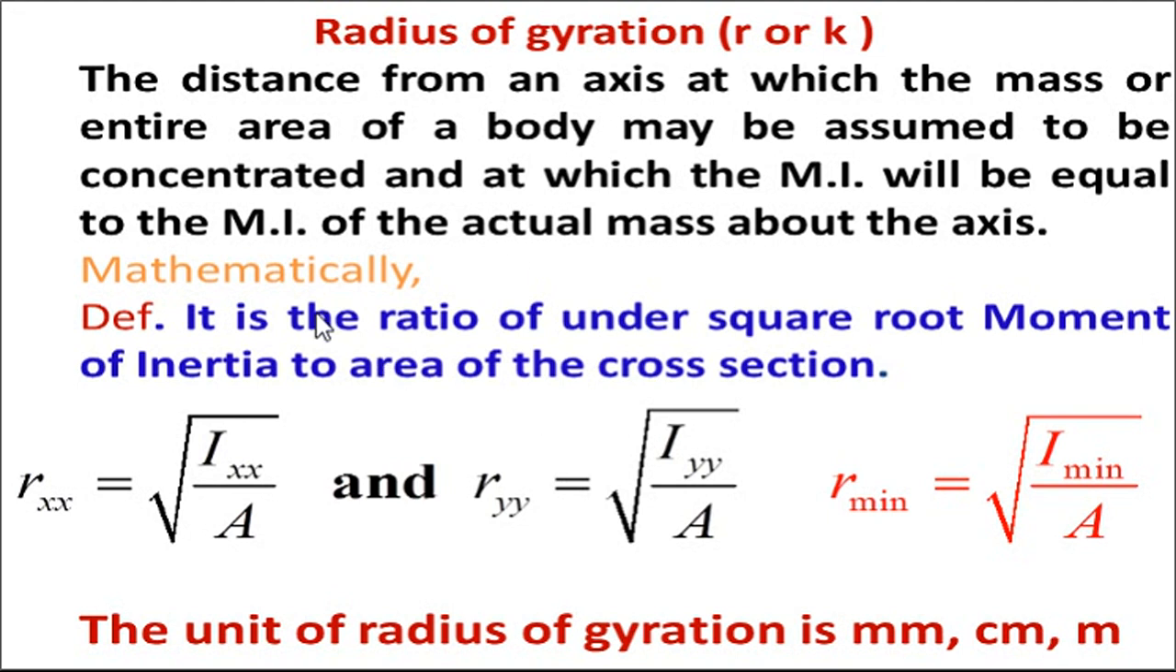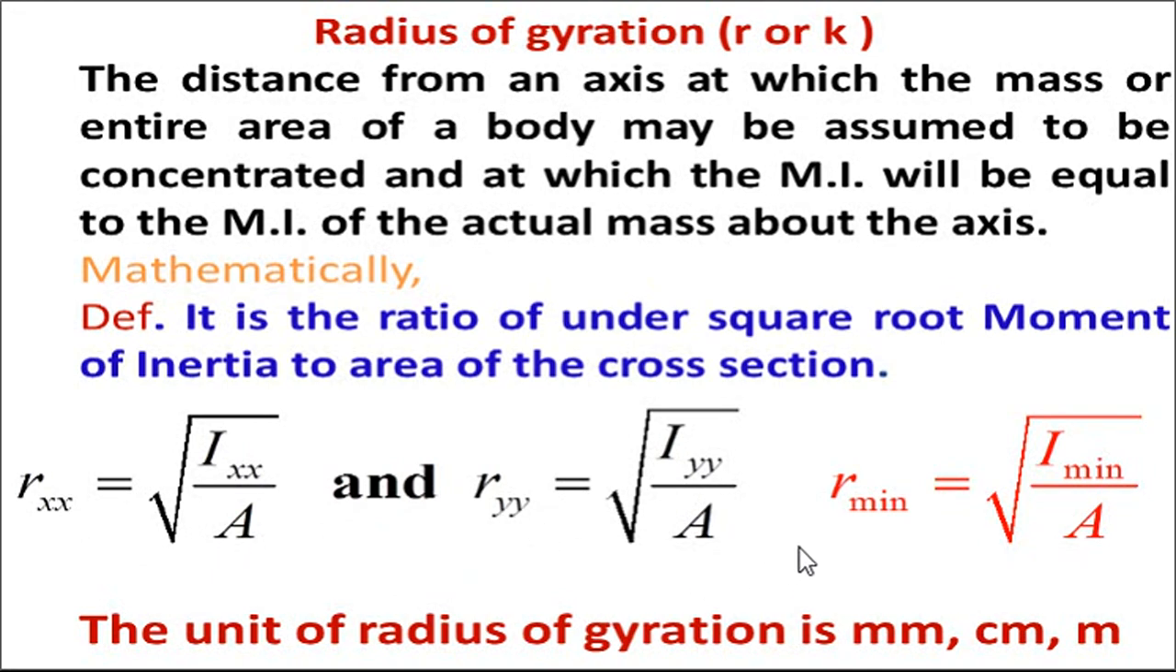Now how to calculate that radius of gyration? Just observe the formula and write down the definition. Rxx is equal to the square root of I upon A. I means moment of inertia, Ixx upon A. It is simply the square root of the ratio of moment of inertia and area of cross section. If you take Ixx upon A, that is moment of inertia about the x axis upon A, you will get Rxx. Moment of inertia about the y axis upon A, we will get Ryy.